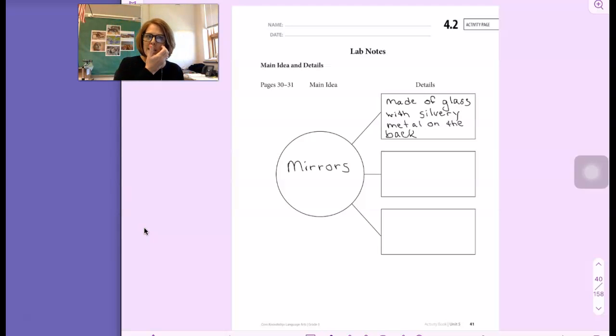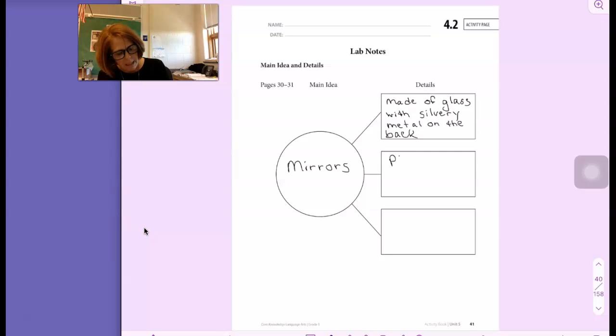So a mirror is actually a piece of glass with metal behind it, and that is where the light is reflecting off of, because the glass is transparent. It goes right through there and bounces off of the metal.